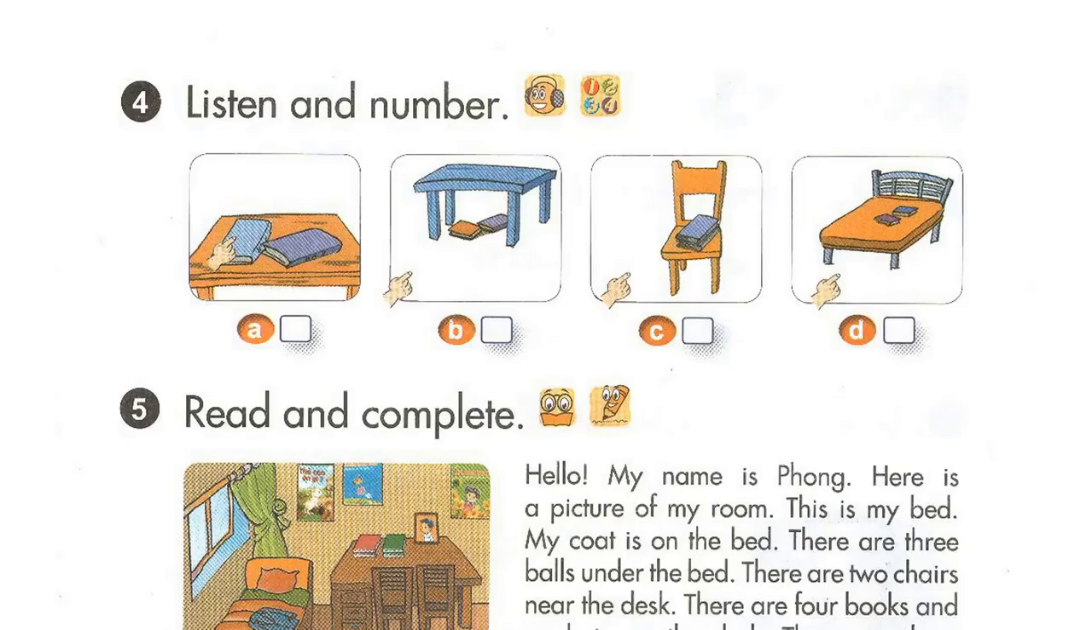Page 21. Lesson 2. Activity 4. Listen and number. 1. Where are my books? They're there on the chair. 2. Where are my books? They're here on the desk. 3. Where are my books? They're there on the bed. 4. Where are my books? They're there, under the desk.